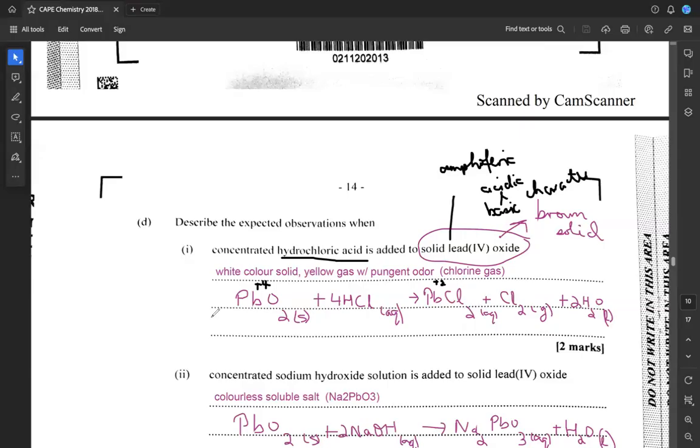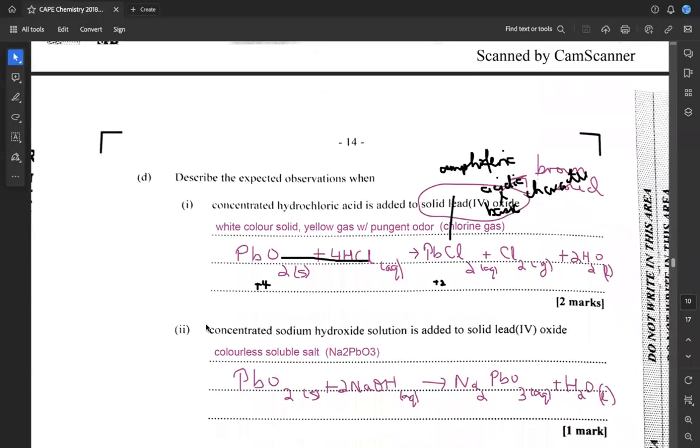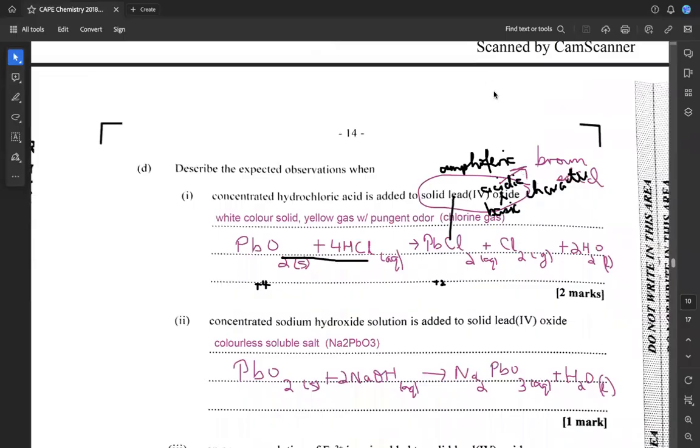All right. So in the second case now, as we go down here, we have concentrated sodium hydroxide solution that's been added to the solid lead oxide. Again, we said lead is amphoteric. It has both acidic and basic character. So if we're reacting it with a base, then in this case, it must be functioning as an acid. So it's functioning as an acid here, and this is our base. And we know that when we put acids and bases together, we're going to get a salt and water. So we get this salt here.